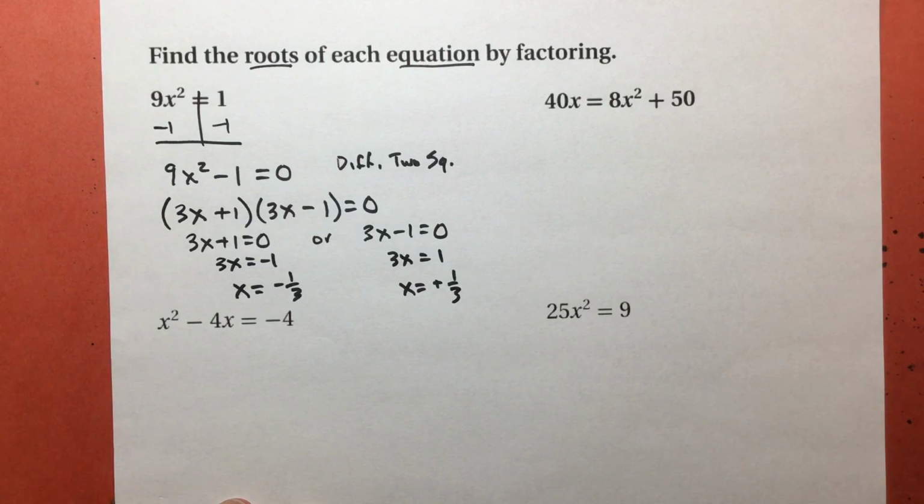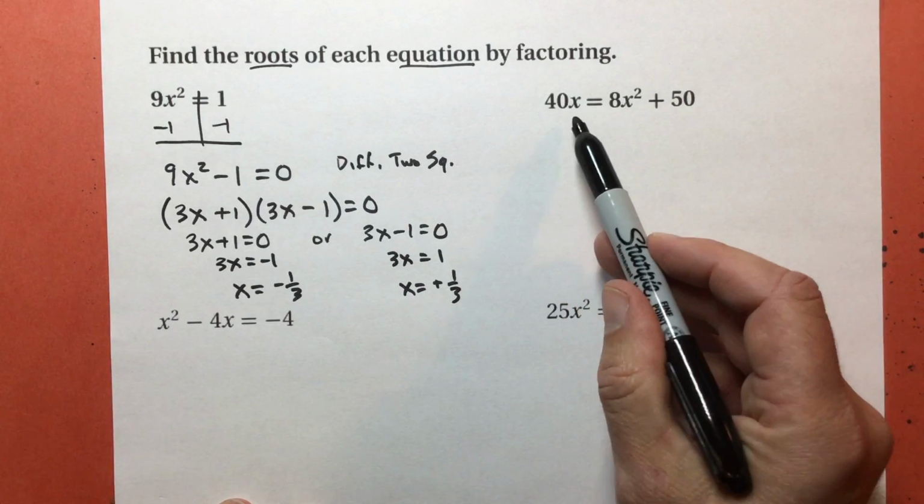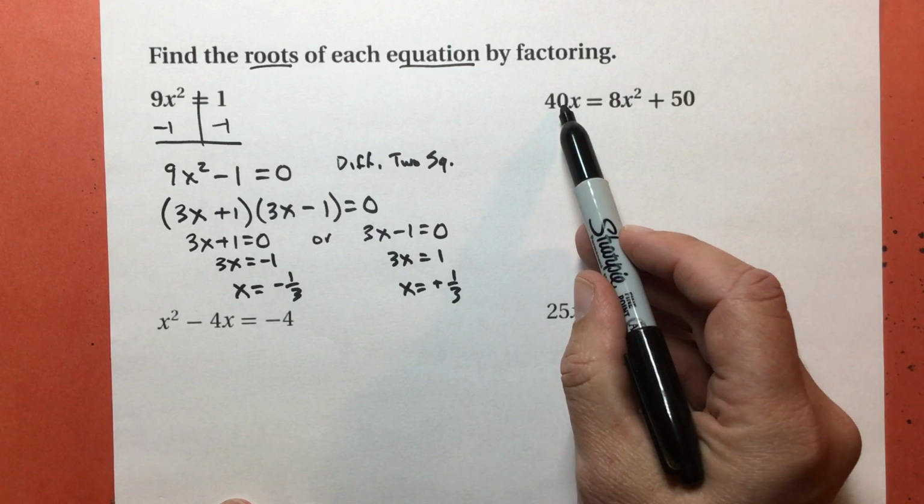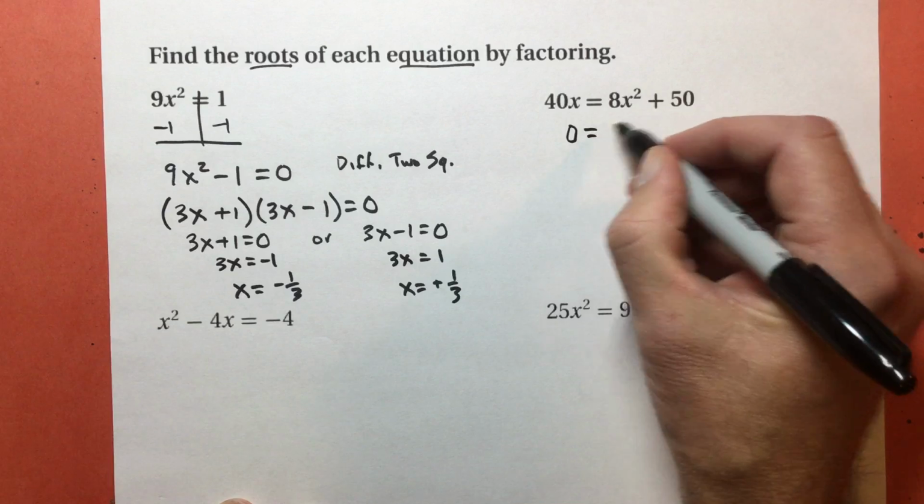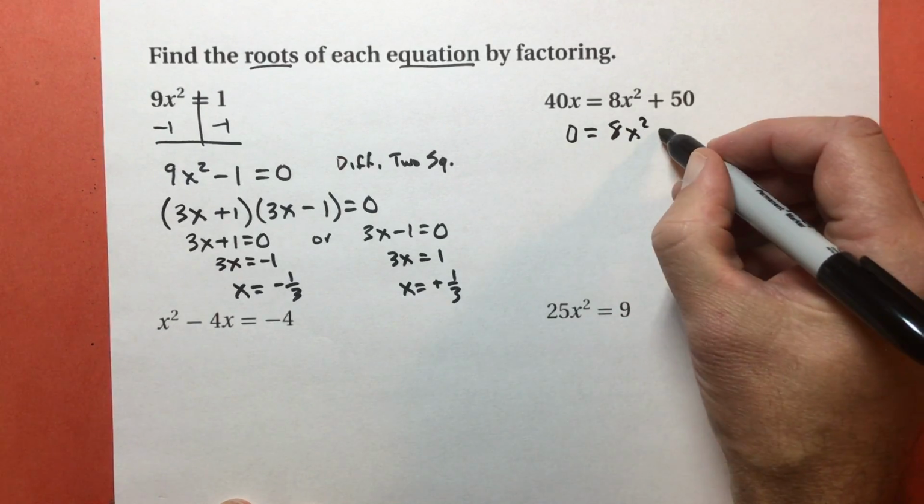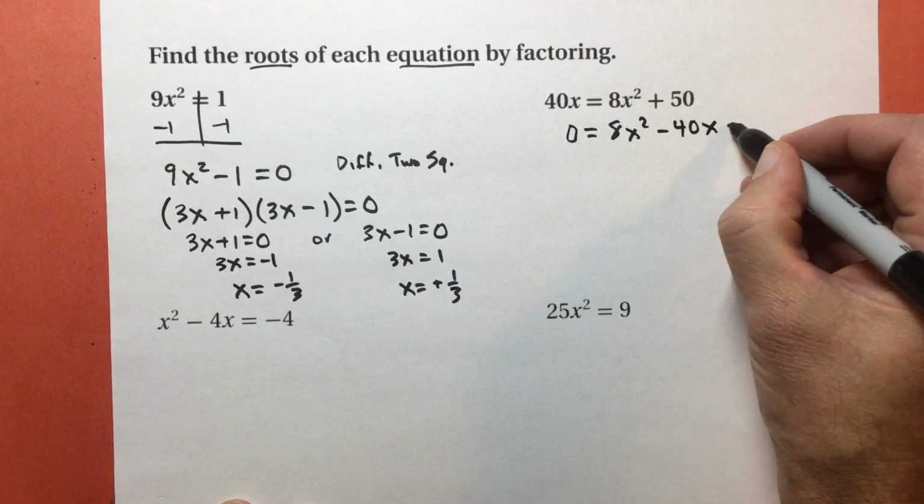All right. Let's talk about this one. First of all, I'm going to move everything to the same side. I'm going to put that 40x over here, and I'm going to put it in standard form. So you get 0 equals 8x squared, subtract 40x, plus 50.